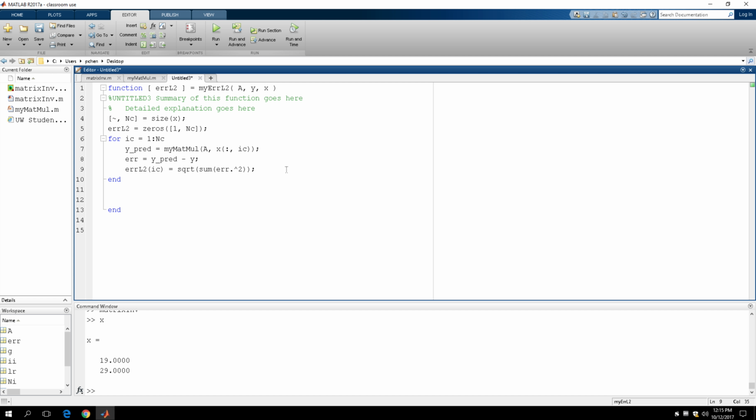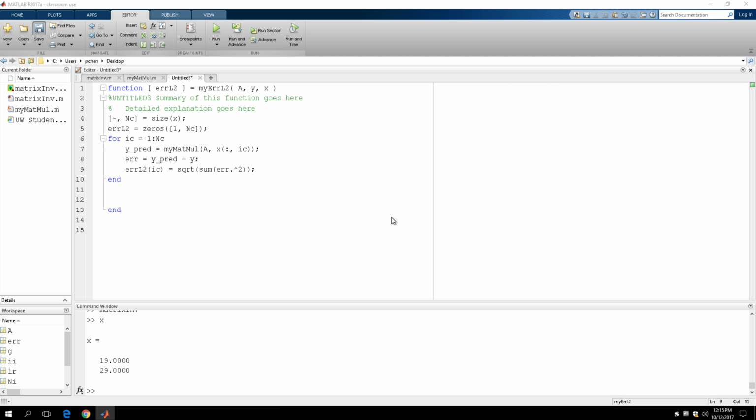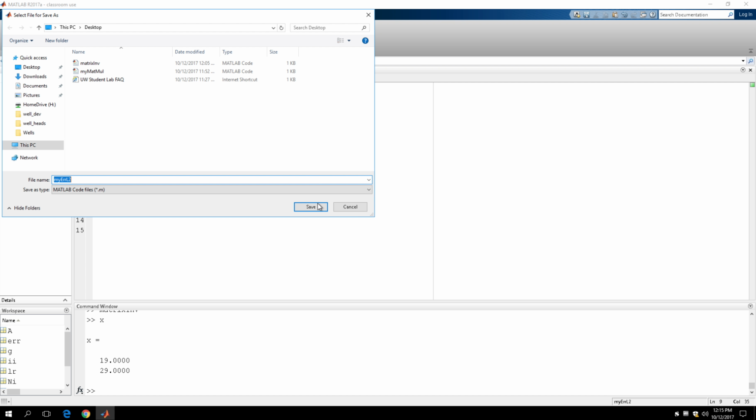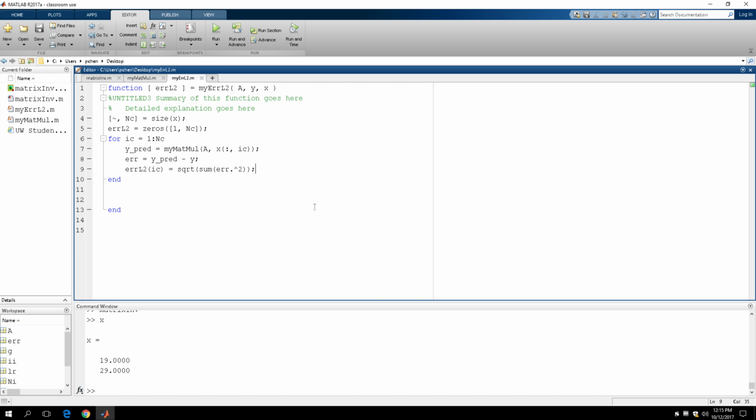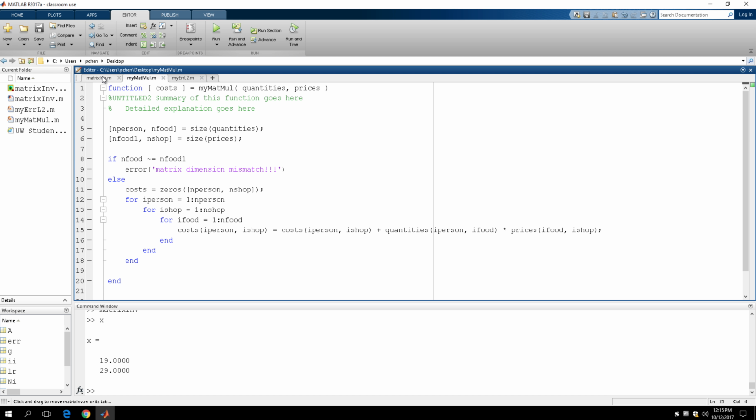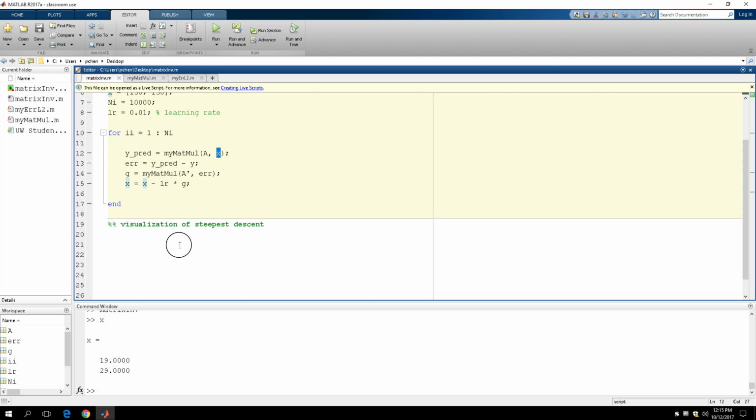And by now my function is done, basically. Let me save it. Right. So now I can actually use this function to compute this error on a mesh, on a two-dimensional mesh over my dog chicken plane, right? So how do I actually generate the mesh?